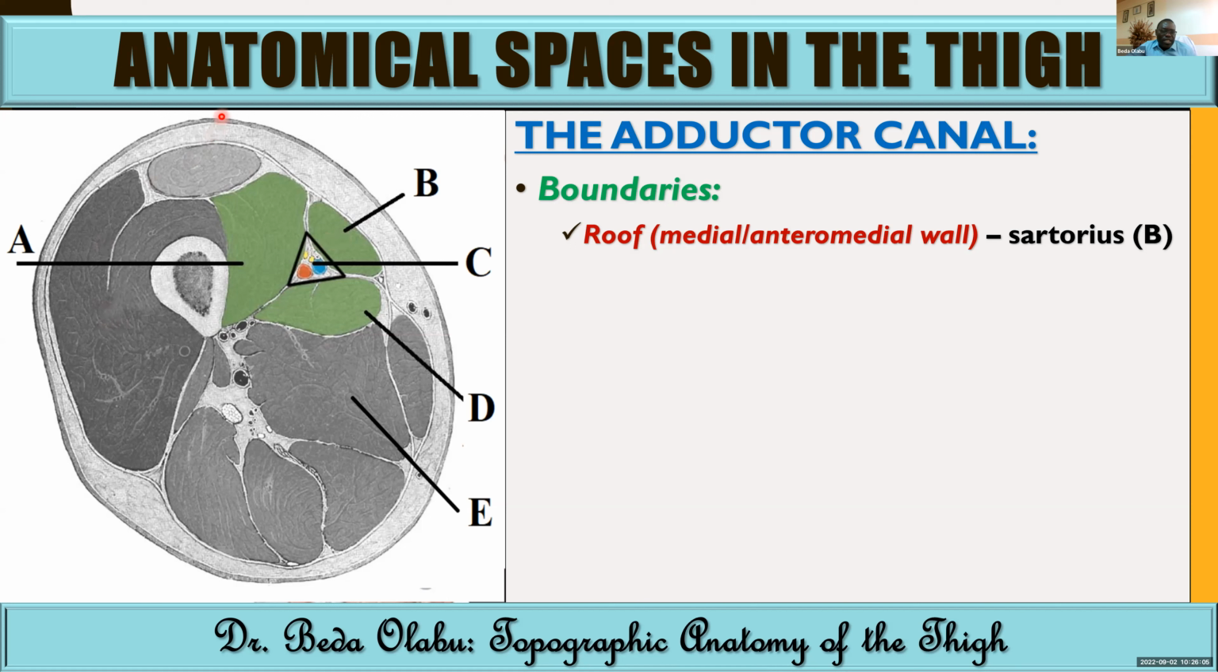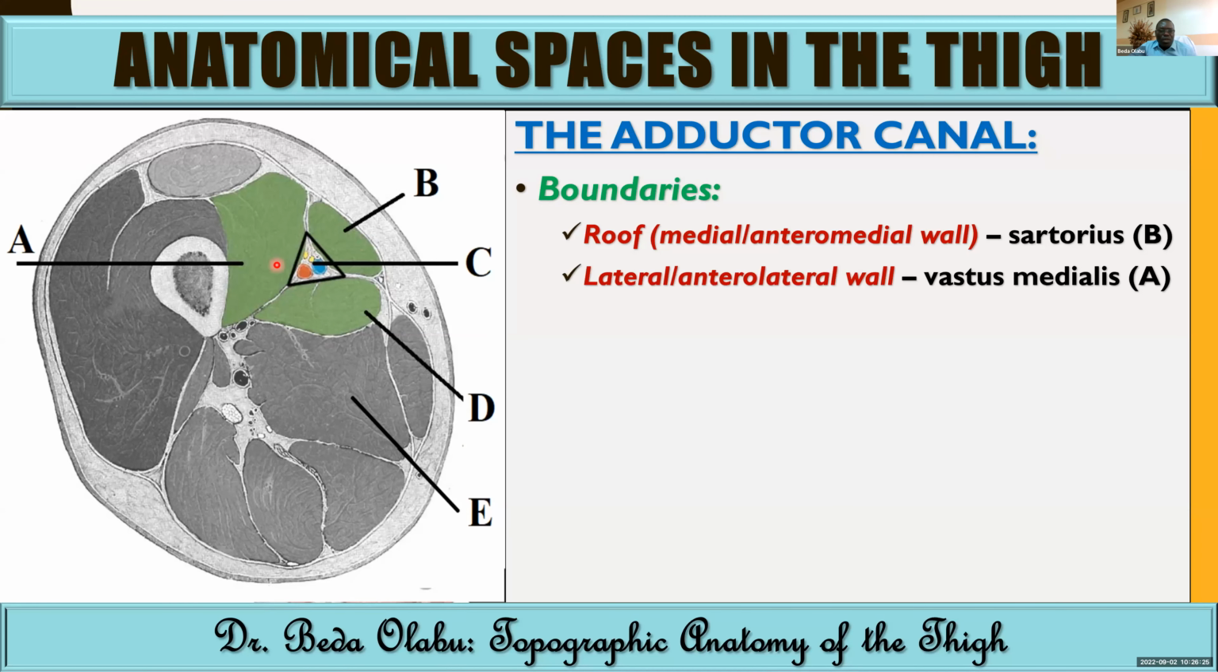If this is the anterior side, this is the posterior side. This is the medial side, this is the lateral side. This sartorius muscle is on the medial wall, or it is on the anteromedial wall. And that is basically the roof of the adductor canal.